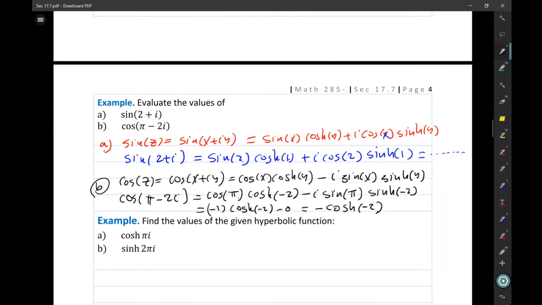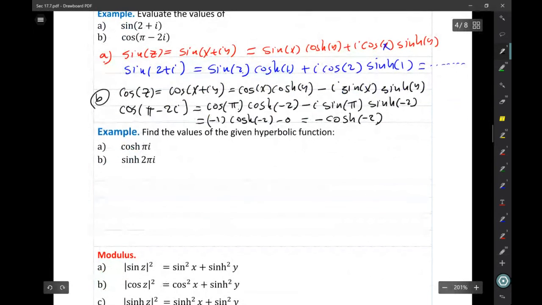Any question up to now? All right, let us see the next example.